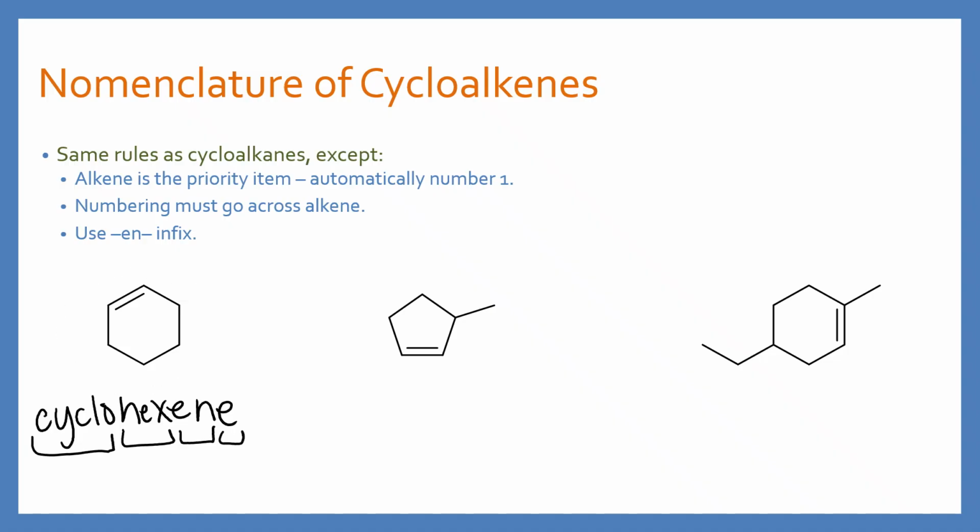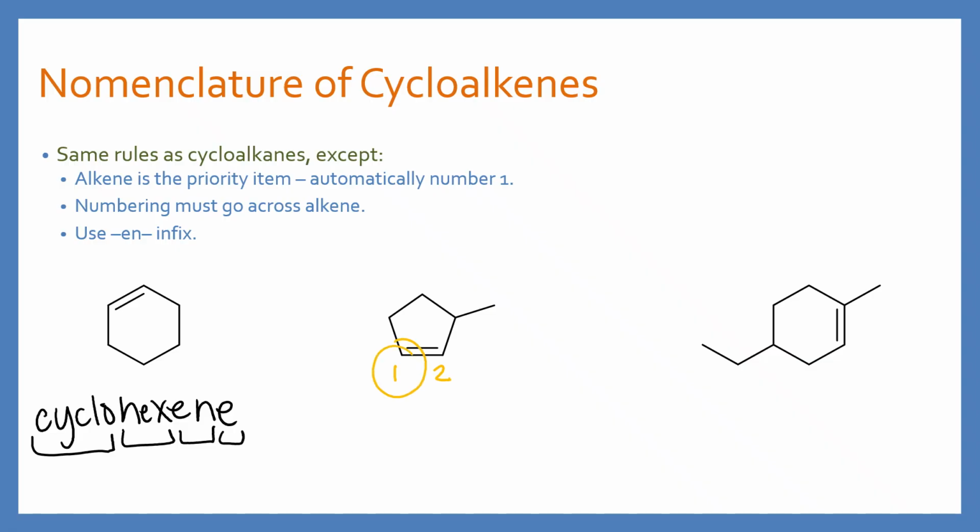So next one, we have a methyl group on here, and we have the alkene. Now this is where we have to follow that rule. Numbering must go across the alkene. So by across the alkene, we mean that your numbering system has to go through the alkene. So you can go 1 to 2, but you cannot go 1, 2, 3, 4 this way because my consecutive numbers do not go across the alkene.